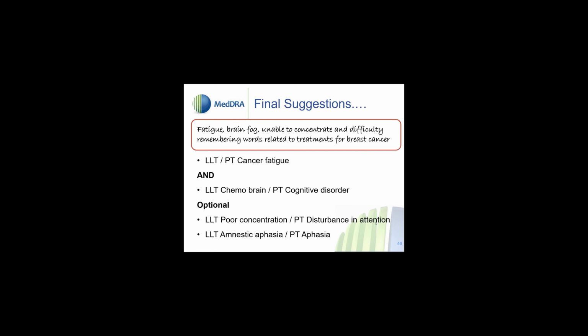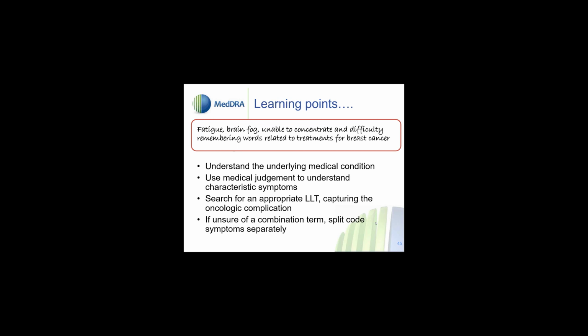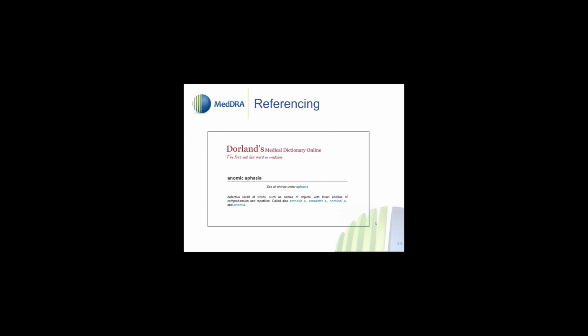Then we've had another suggestion: does anomic aphasia mean the difficulty in pronouncing the words? It's difficulty remembering words, which is different from difficulty pronouncing the words. I think Pilar is suggesting that amnestic is better than anomic. Anomic, yes. This is what I showed in Dorland.